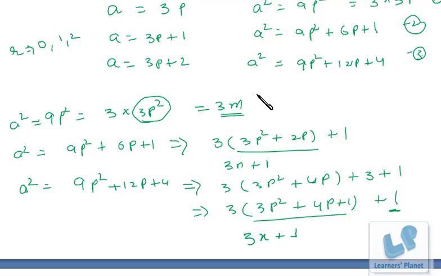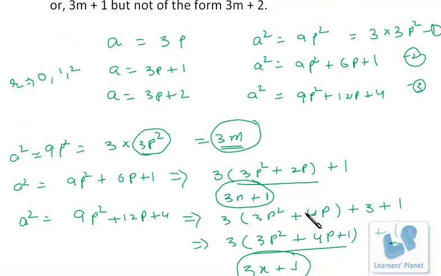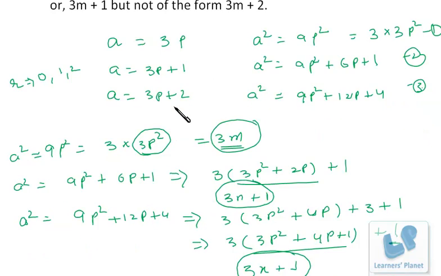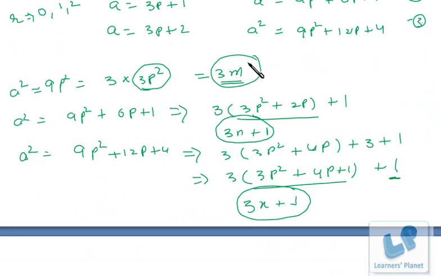So a square is 3m format, right? Or it is 3n plus 1 format, and 3x plus 1 format, right? So according to the question, the square of any positive integer is of the form 3m or 3m plus 1, but not of the form 3m plus 2, right? So in all the three cases, we are getting either 3m, 3m plus 1 or 3m plus 1 format. We are not getting 3m plus 2 format anywhere, right? So this is how we can prove this, okay? I hope you are clear.